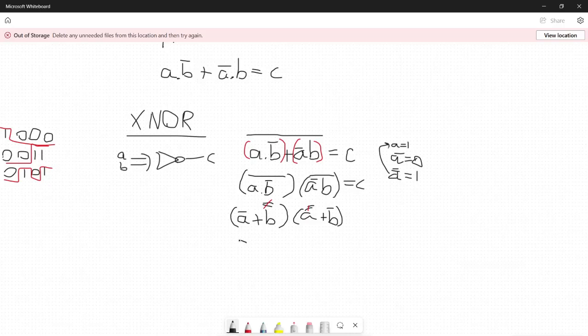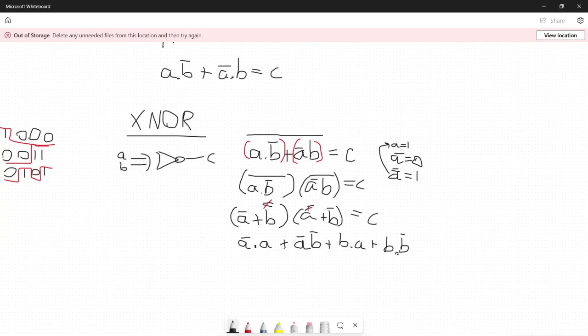And now we're going to expand the terms. We're going to get A invert times A, plus A invert times A, plus A invert times B invert. Then we're going to get plus B times A, plus B times B invert.